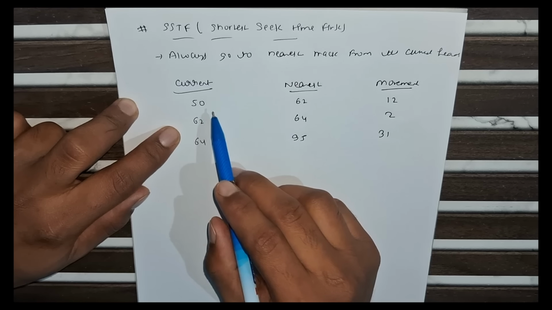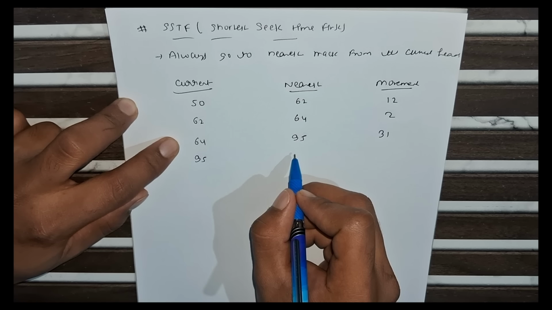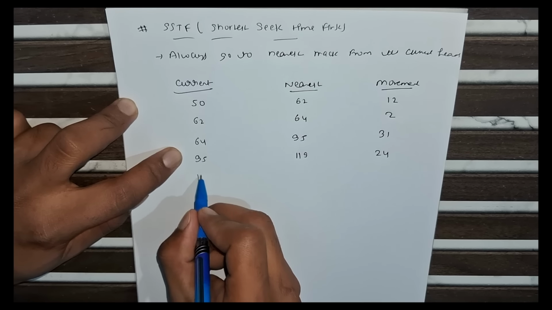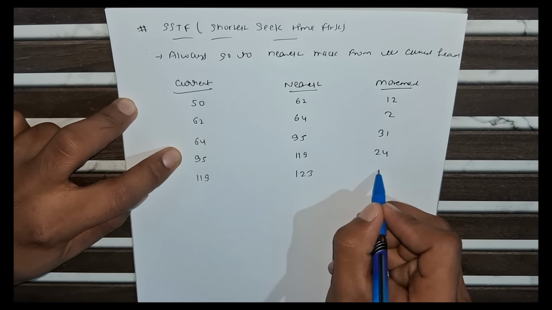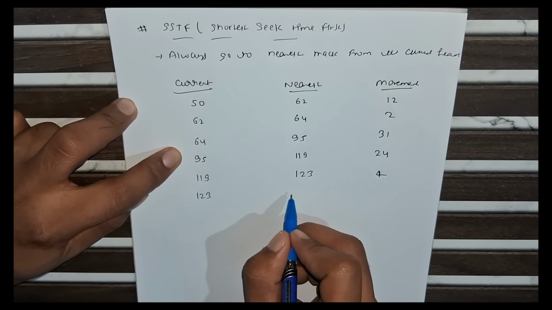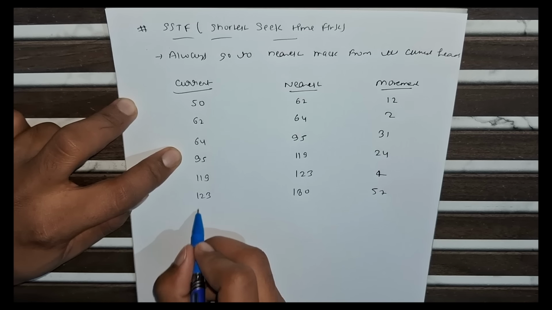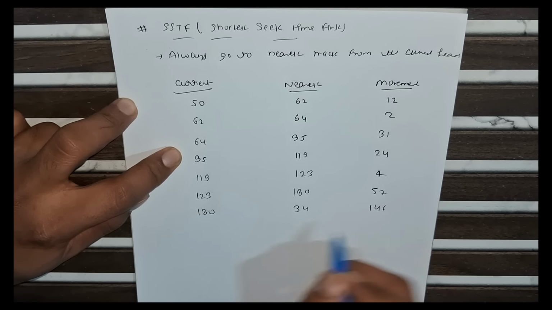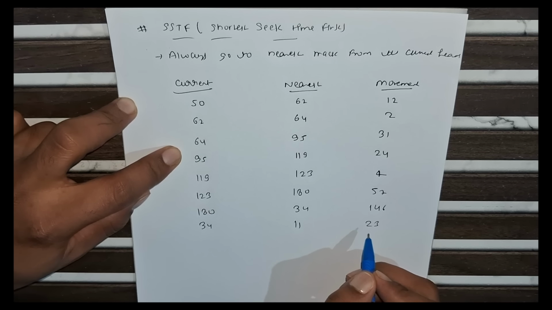Movement is nothing but the difference between the current and the nearest. For 95 the nearest is 119, the difference is 24, and for 119 the nearest is 123 and the difference is 4. For 123 the nearest is 180, and the difference is 57, and for 180 the nearest is 34 and the distance is 146. For 34 the nearest is 11 and the difference is 23. Now we have to calculate the total for shortest seek time first.